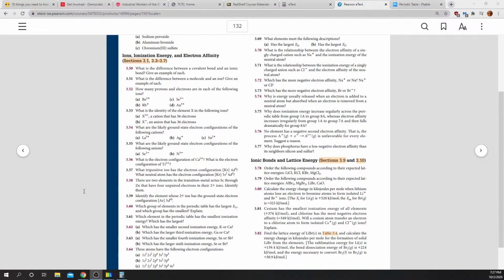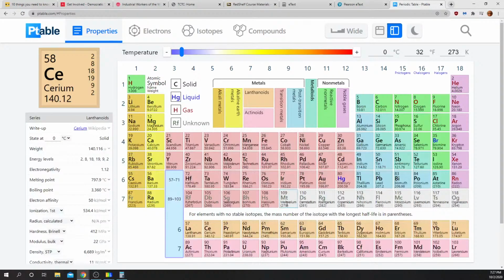That was 54, 56. What is the electron configuration of calcium 2+? And what is the electron configuration of titanium 2+? Okay, so calcium and titanium are right here, 20 and 22.